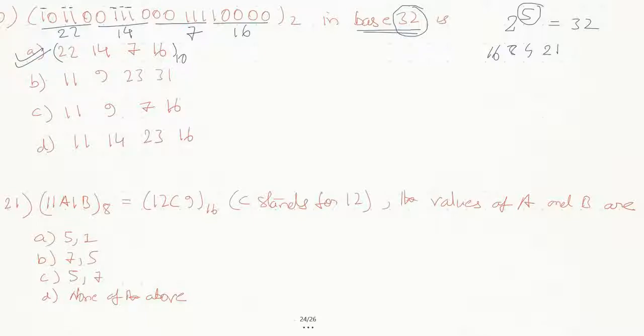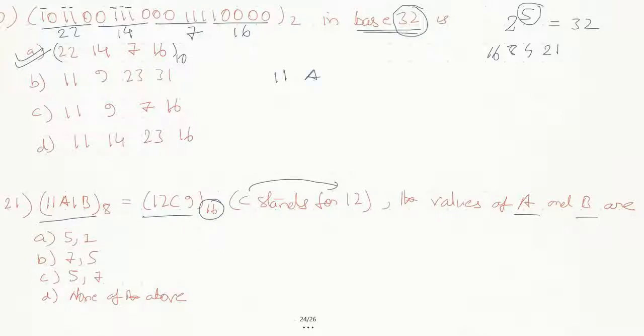Okay, so now let's go for the second question, and it is a bit tricky, similar to the earlier question. Here they have said that C stands for 12, and obviously it is the hexadecimal number system. They have asked what could be the values of A and B. Because there is space over here, let us start from here onward.